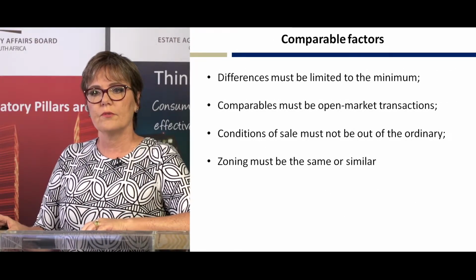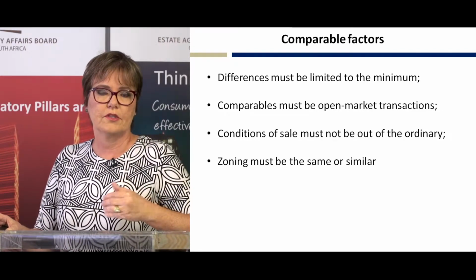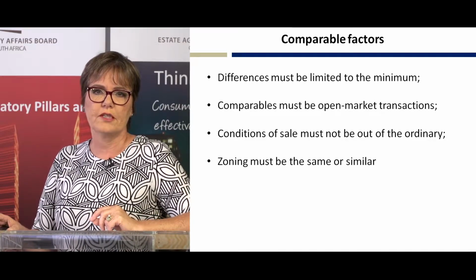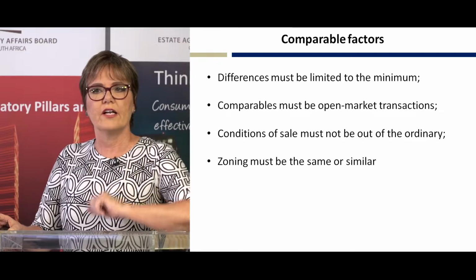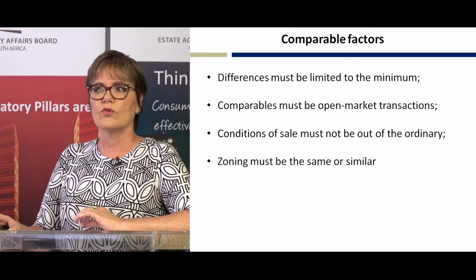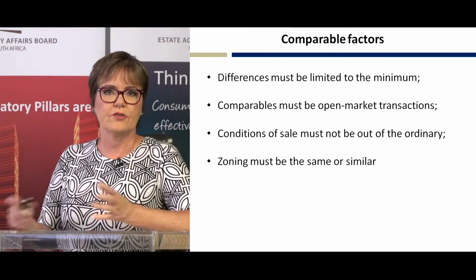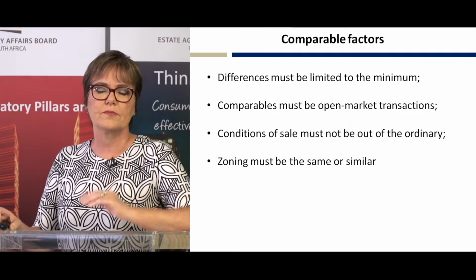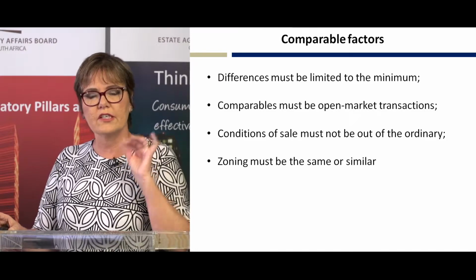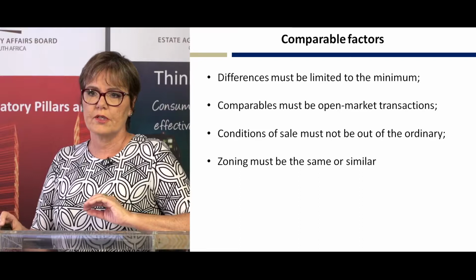So there is at least something to prove why you decided on a specific value. Then, in terms of comparable factors, the differences must be limited to the minimum. You cannot value a double-story house versus a single-story house, or a three-bedroom sectional title flat against a two-bedroom. There are different rates per square metre, sales rates and so on. So try to limit the differences between the two properties to the minimum.